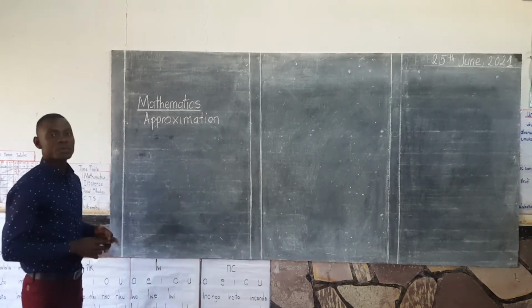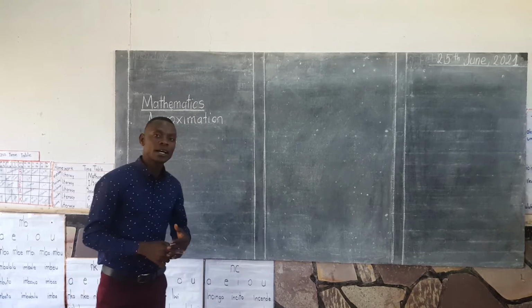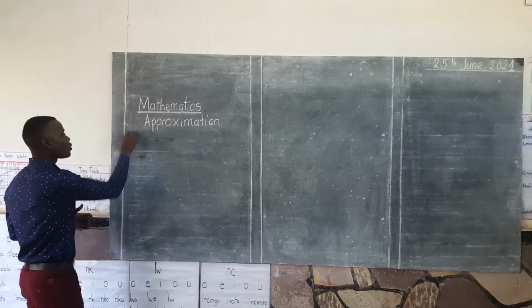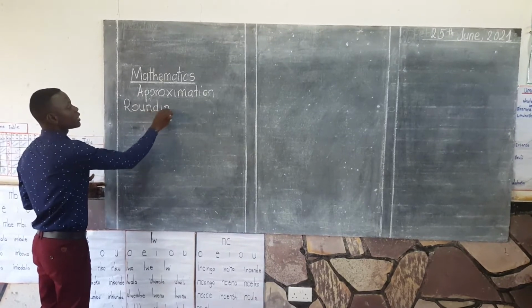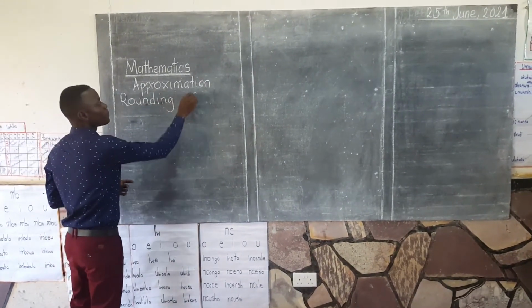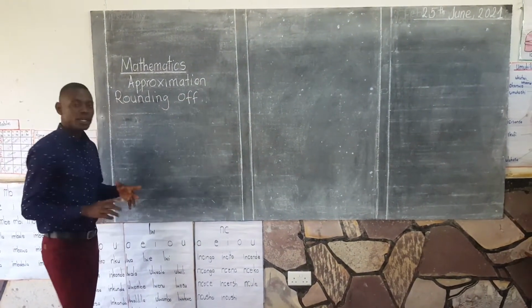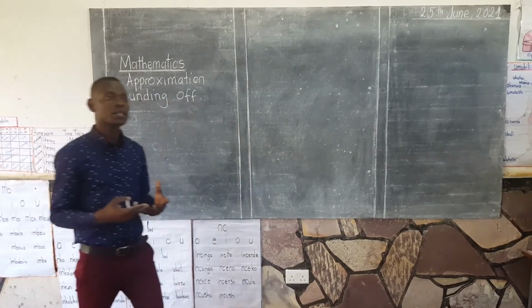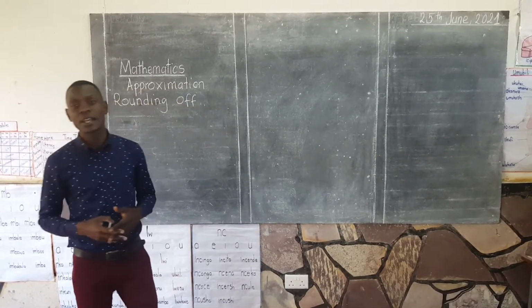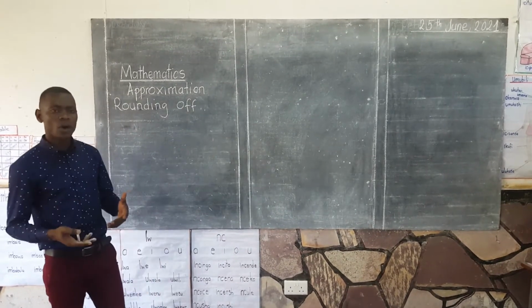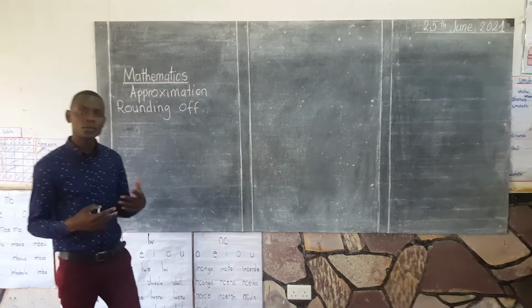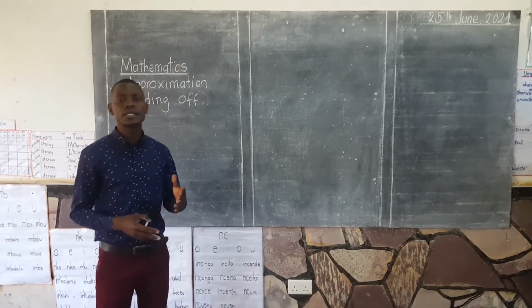Under approximation, last time we began looking at rounding off. Under rounding off, we said rounding off means reducing or increasing. We looked at rounding off numbers to the nearest tens.